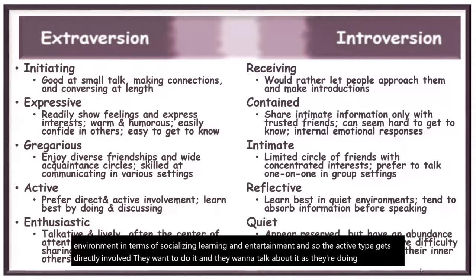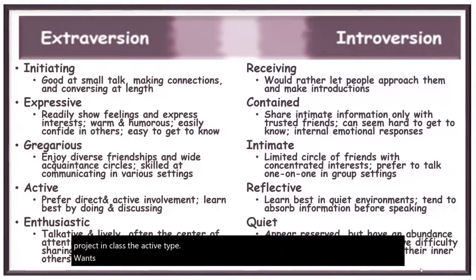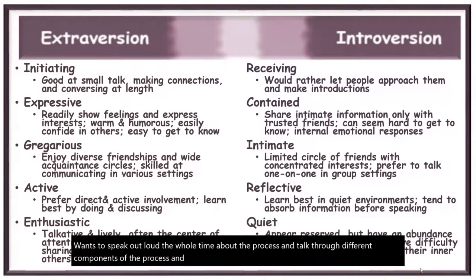So if you think about, for instance, working with a small group in a lab science or in a group project in class, the active type wants to speak out loud the whole time about the process and talk through different components of the process, and then also get their hands dirty right away and get in there. And the reflective type struggles with that.